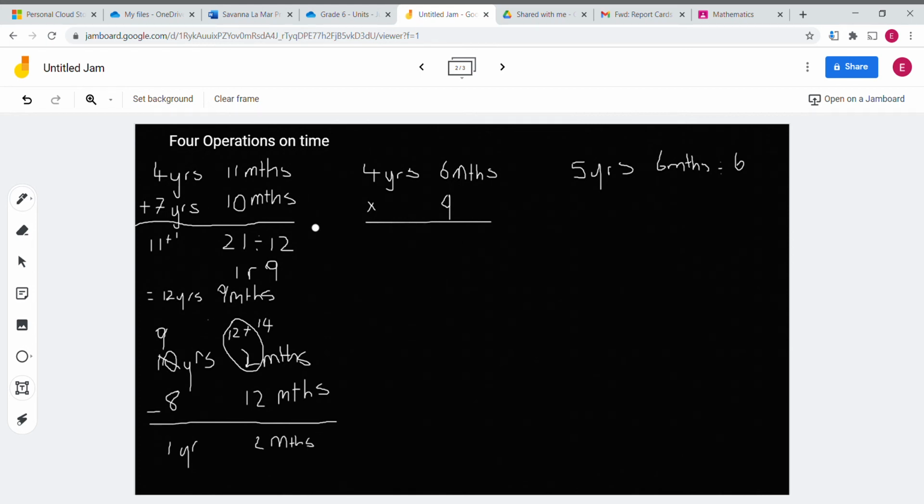So the multiplication here now is 4 years 6 months multiplied by 9, right? Multiplication is one of the easier ones. It's just that you have to look out for the conversion when you're done, right? From converting from the small unit to the large unit, most likely. So right here, you're going to do each unit separately. So it's going to be 9 times 6. 9 sixes is 54.